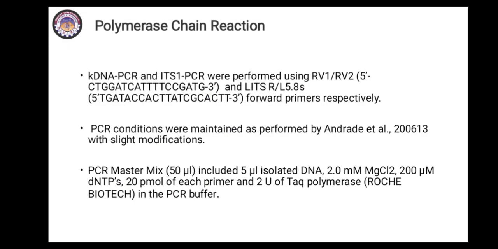Polymerase chain reaction. KDNA PCR and ITS1 PCR were performed using RV1 and RV2 and LITSR and L5.8S forward primers respectively. PCR conditions were maintained as performed by Andrew et al. with slight modification. The PCR master mix was 50 microliters, including 5 microliters of DNA, 2.0 micromolar of each primer, and Taq polymerase in the PCR buffer.